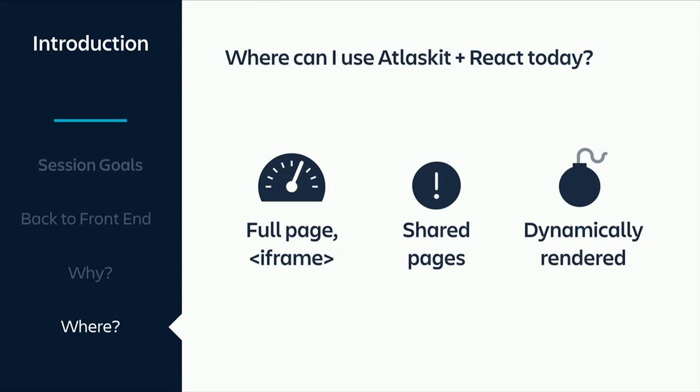Skating on thin ice, things that are dynamically rendered. For example, Confluence editor macros, probably issue fields on the Jira issue view page, things like that. These get re-rendered dynamically. You need to wait for Atlassian's guidance in that regard.